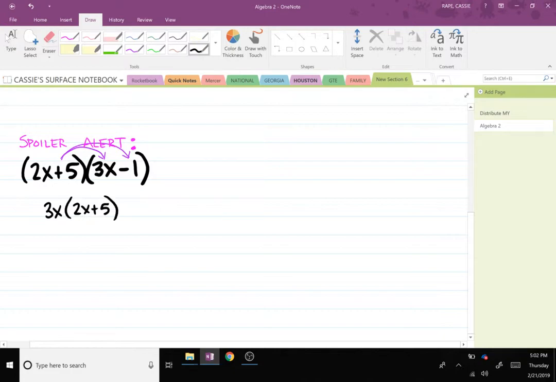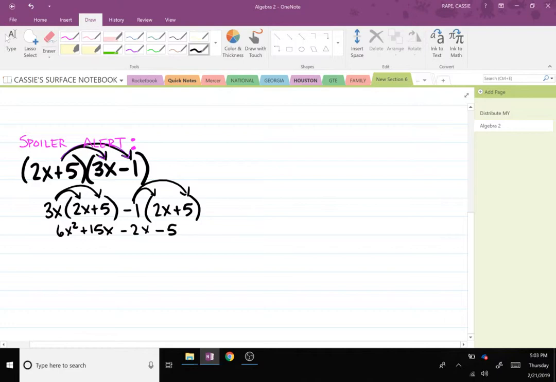I have distributed it across. So you can distribute a binomial across another binomial. And then 3x minus 1 times the 2x plus 5 would have to be applied to that one too. All I did was take 2x plus 5, multiply it by that, then multiply it by that. Now you would just distribute 3x to both of those terms. So that would be 6x squared plus 15x, and distribute a negative 1 to both of those, so that would be minus 2x minus 5.